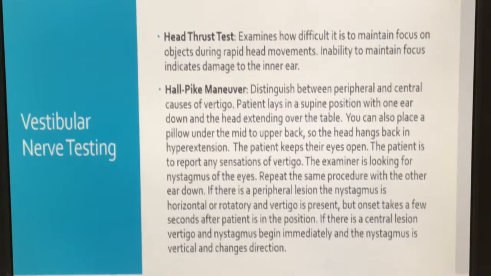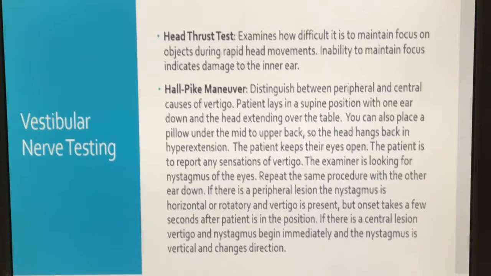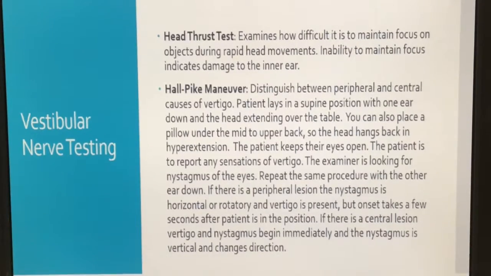For the Hall-Pike maneuver, it distinguishes between peripheral and central causes of vertigo. The patient lays in a supine position with one ear down and the head extending over the table. The patient is to keep their eyes open and report any sensations of vertigo. The examiner is looking for nystagmus of the eyes. You repeat the same procedure with the other ear down.